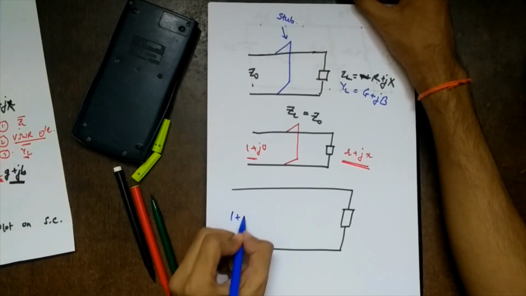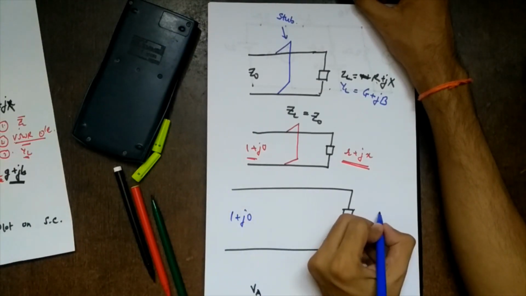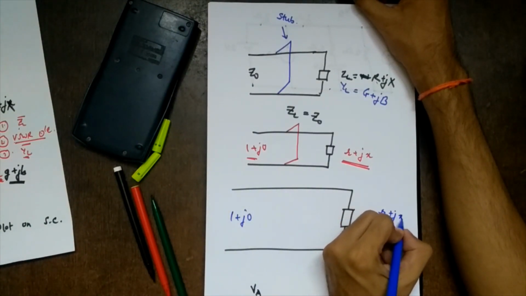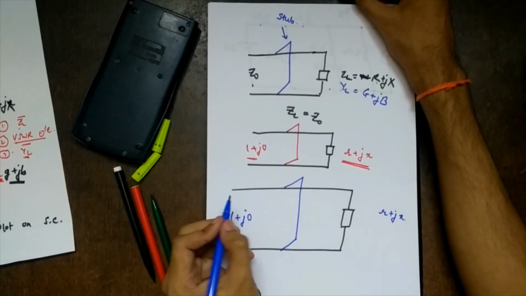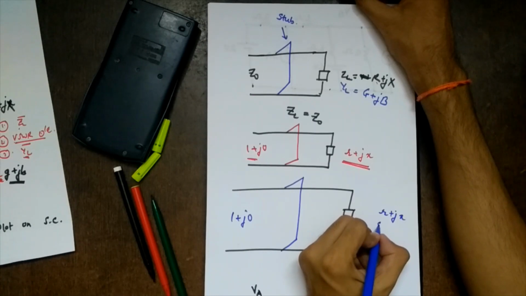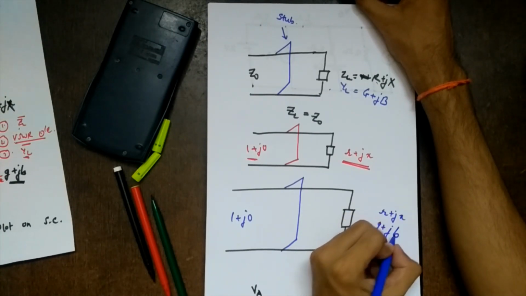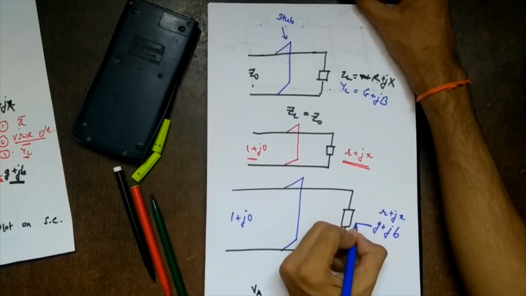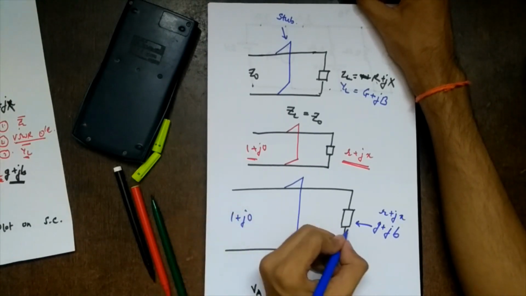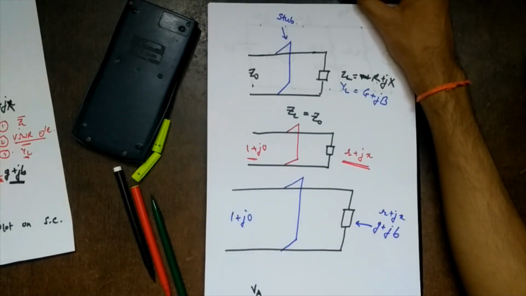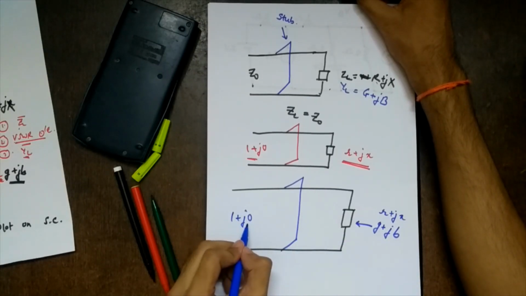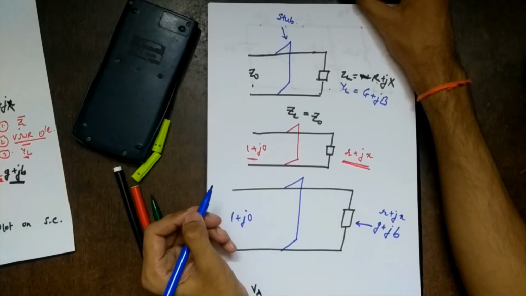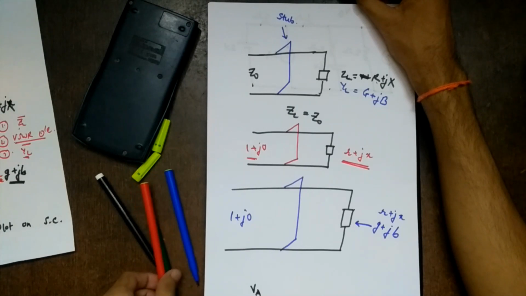So this is 1 plus j0. This is r plus jx. This is my stub in parallel. So we say this stub is in parallel, so we'll convert this impedance to admittance, g plus jb. So this load is having admittance g plus jb. And we have to match this g plus jb to 1 plus j0. Then what we said, that the stub changes only the reactive part.